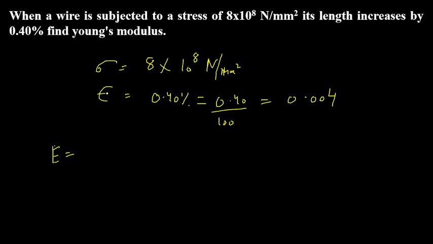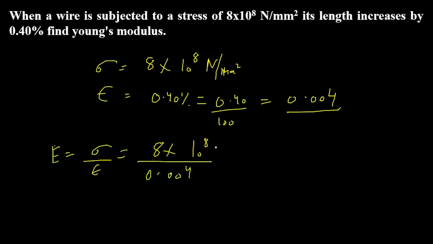Length is increasing by this percentage. So this is the change in length upon original length. The length is increasing, so this is the strain. This value is the strain value. Yes, such a small value is usually what strain is. Now you all know Young's modulus is stress upon strain. Put all the values. 8 multiplied by 10 to the power 8 divided by 0.004. You will get 2 multiplied by 10 to the power 11 Newton per meter square. This is easy, it will not even need a calculator.